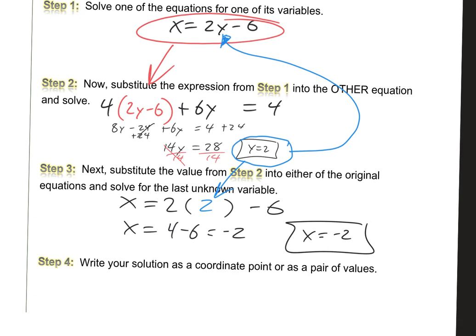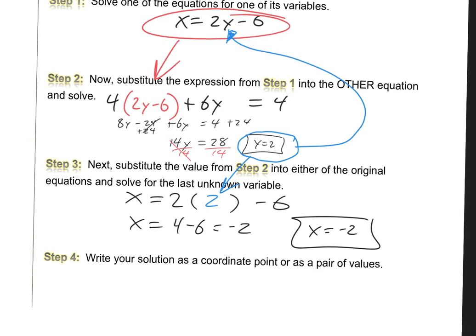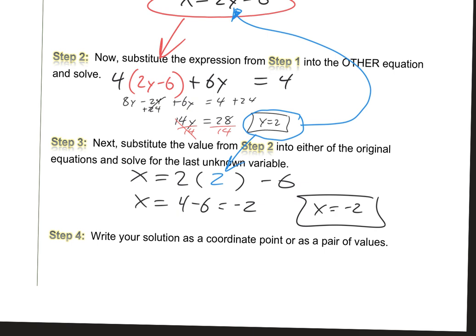All right, the last step is to write your solution as a coordinate point. What do we mean by that? We mean that you're going to write it as x comma y in parentheses. So our answer is going to be negative 2 comma positive 2 in parentheses. There's our answer. We've listed it as a coordinate point. Because remember, the solution we're talking about is a point on the graph where these two lines would intersect. All right, let's go to the next page.